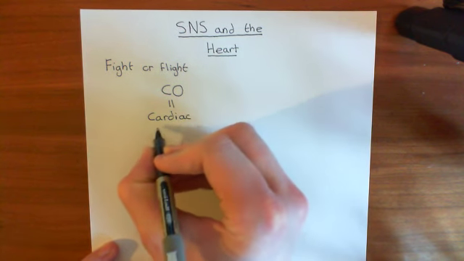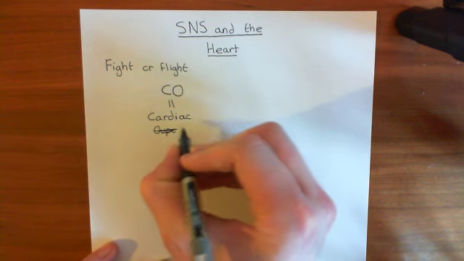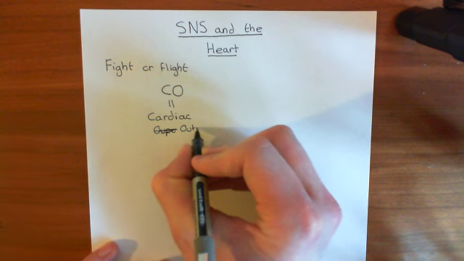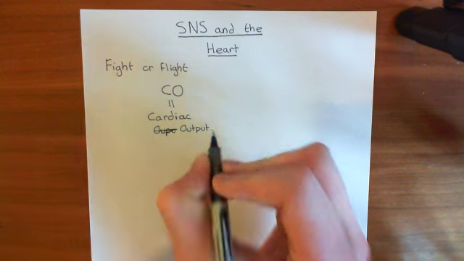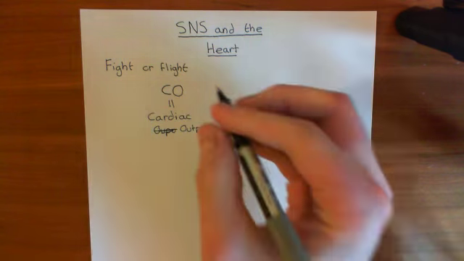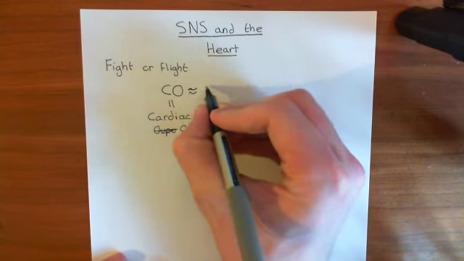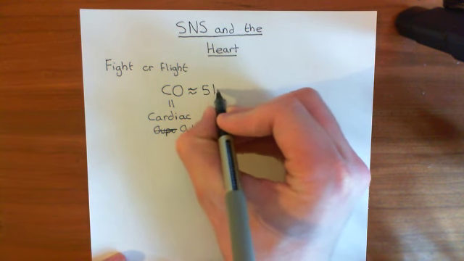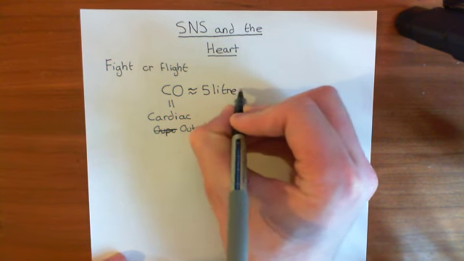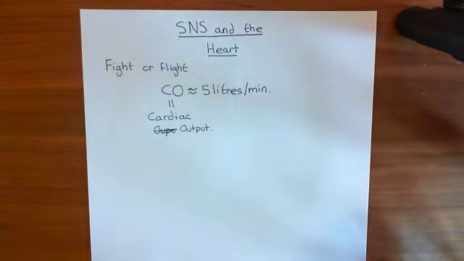So CO stands for cardiac output, and this is how much blood the heart pumps through it in a minute. So if we collected all the blood that the heart pumps through it in a minute, that would be the cardiac output. And at rest, it's usually around approximately 5 litres per minute. So 5 litres per minute is the usual at-rest cardiac output.